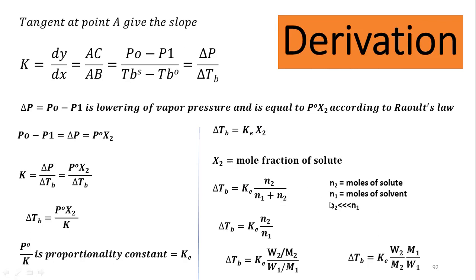Now, because the concentration of the solute is much less as compared to the pure solvent, you can neglect the denominator over here. So this equation will become Ke N2 divided by N1. Now I am putting the detail of the moles. N2 is the moles of the solute, which is the mass of the solute divided by the molecular mass of the solute. And N1 is the moles of the solvent, which is the mass of the solvent divided by the molecular mass of the solvent. If you just rearrange this one, this equation will become this.